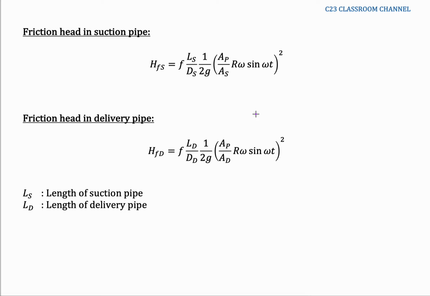So the friction head in the suction pipe and delivery pipe can be calculated using this equation. The equation is actually not the same as the minor loss and major loss equations. The idea is f L over D, times 1 over 2g, times the velocity that we have here. And then for the delivery pipe, this is the equation: f L_D over D, 1 over 2g, and A_P over A_D, R omega sine omega t, squared.